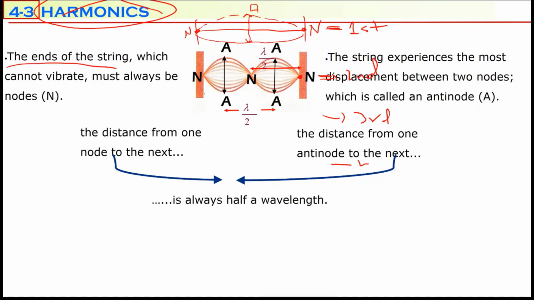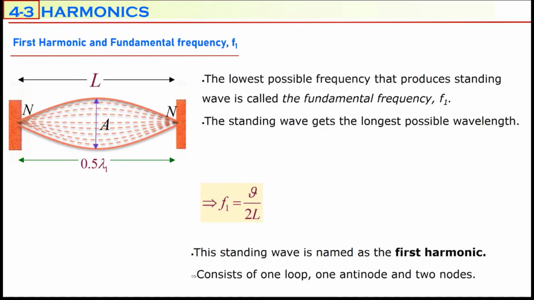As I said, the ends of the string which cannot vibrate will be nodes. And the string experiences the most displacement, that is, the greatest displacement between two nodes, which is called an antinode. We know about this. And we also know that the distance from one node to another node is lambda over 2, half of a wavelength. Or the distance from one antinode to another antinode is also lambda over 2. Those things are all we know. And this is the first harmonic. First harmonic, first order standing wave.